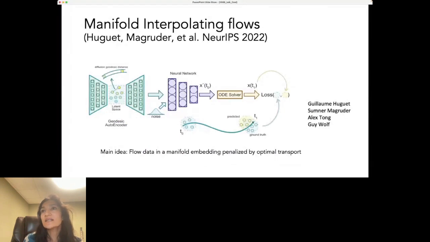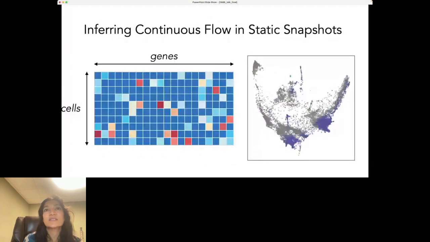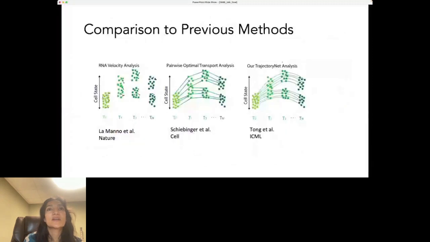And so the idea is we had 4 or 5 time points of single cell data. There are other methods that are complementary to ours, but they do different things. So single cell RNA velocity gives you instantaneous arrows, not the entire flow. There are methods that do pairwise matching, rather than a continuous dynamic inference. This is our earlier method called TrajectoryNet.